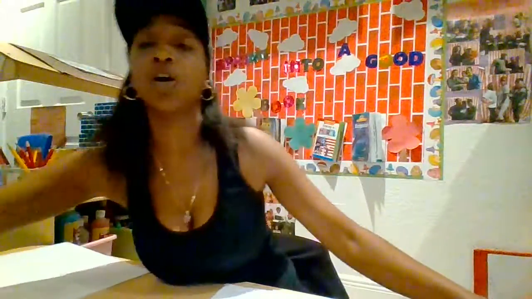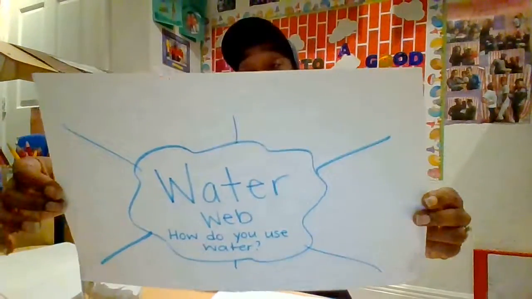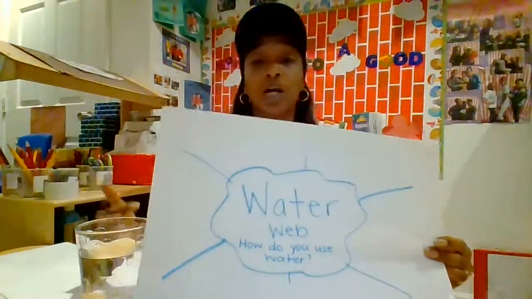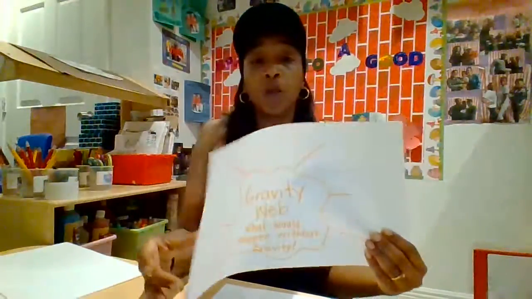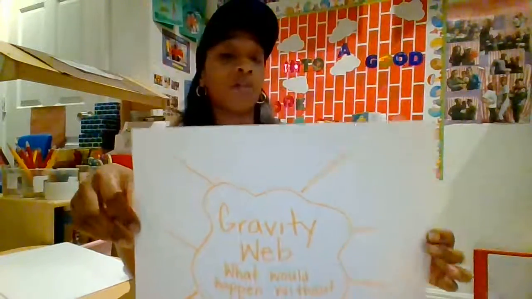A ball, so that the children can watch it fall down to demonstrate gravity. The water web, and of course a cup of water so the children can see the water. And then the water web so that you can ask the children, how do you use water? And you web their responses around it. The gravity web, which you can ask the children, what would happen if we didn't have gravity?